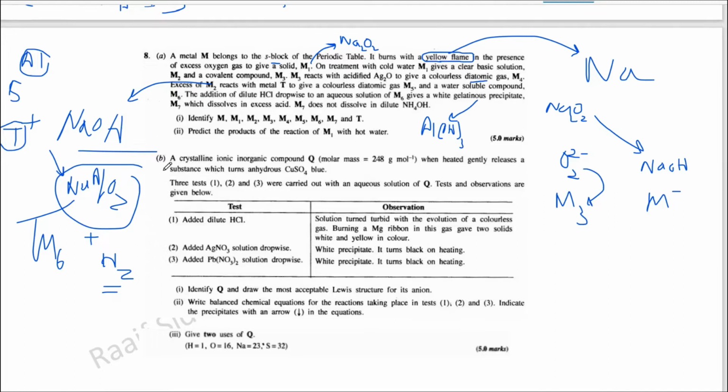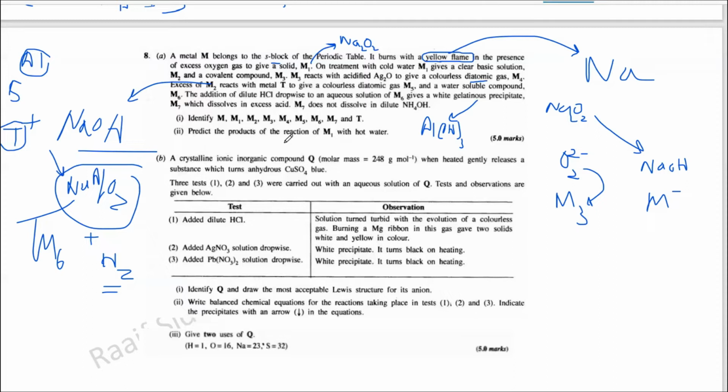And you add this HCl dropwise and form this hydrolysis having the aluminium hydroxide, which is our white gelatinous precipitate, which is not even dissolved in diluted ammonia. So you can understand this.